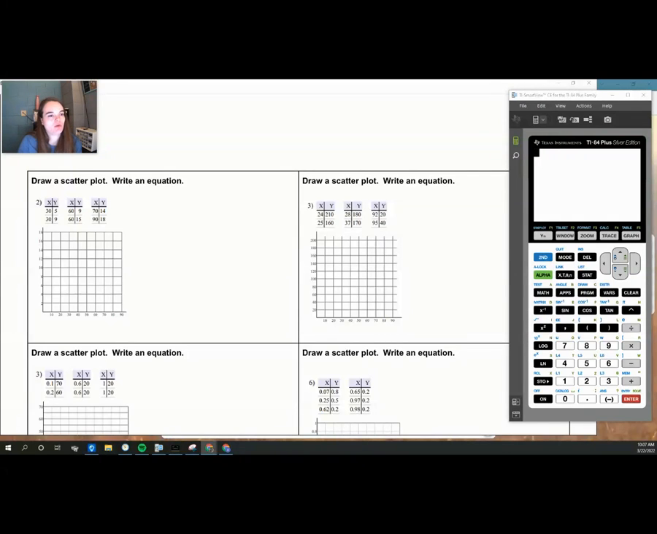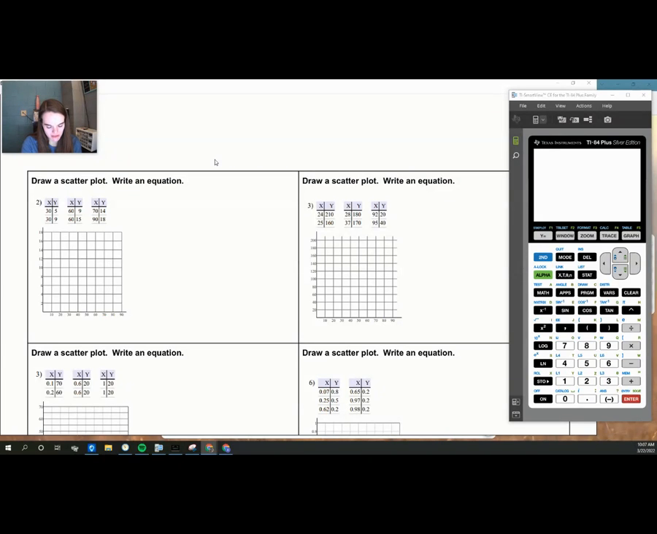All right, guys, today we're going to keep going with the lesson from the other day. We are going to write equations. We're going to decide if linear, quadratic, or exponential fits this better. These are actually cards that you're going to have, you're going to cut these out. You're going to sort them into envelopes that are labeled linear, quadratic, and exponential.